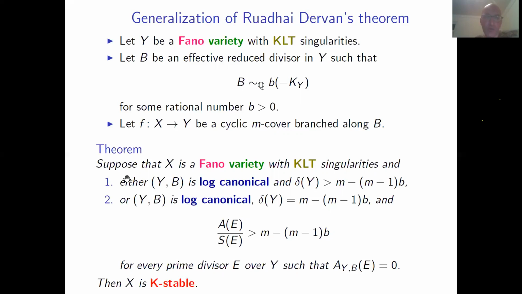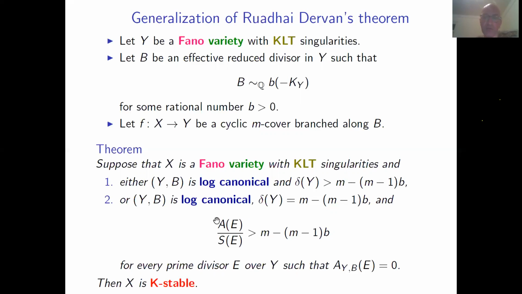And suppose one of two conditions is satisfied. Either this pair, Y and the branch divisor B, is log canonical, and delta of Y is not very small. So if delta is less than 1, it means that Y is K-unstable, not K-semistable. But delta in this case can be less than 1, but not much. This is the first condition. Or if this condition is not satisfied, we can weaken it a little bit. So we assume that delta of Y is actually equal to that with (M-1)/M B.